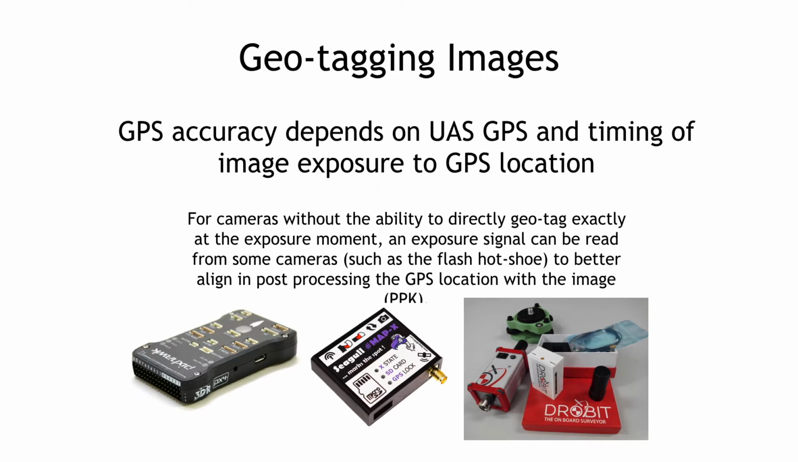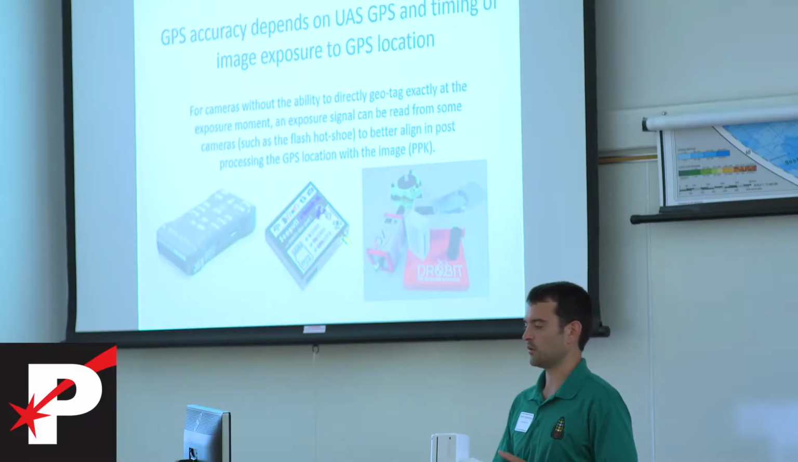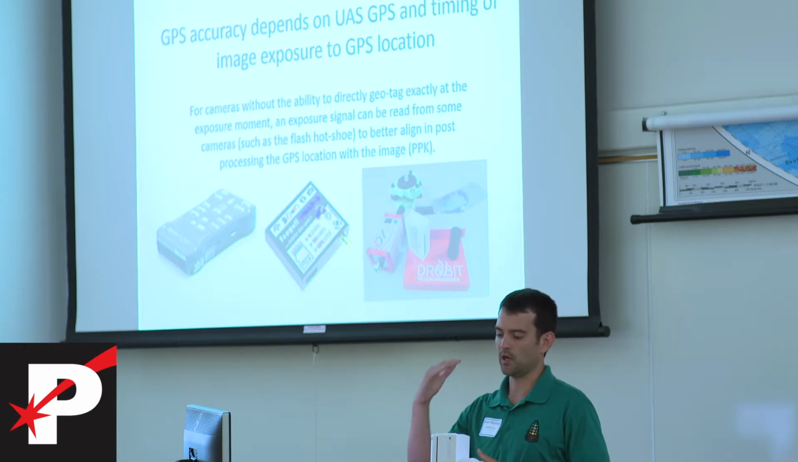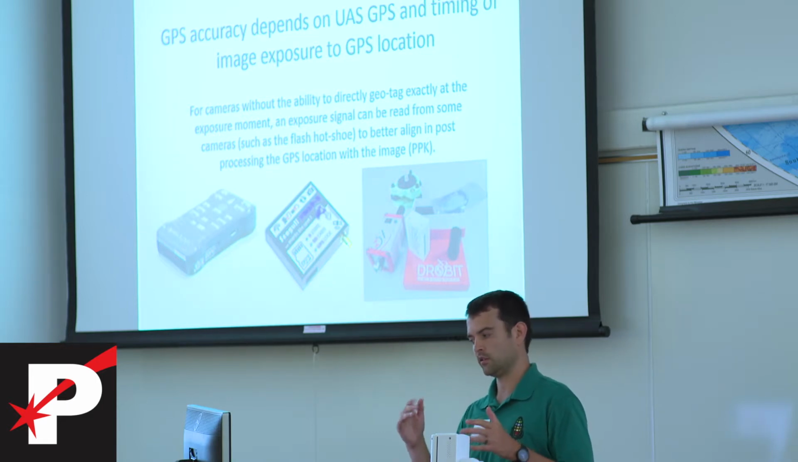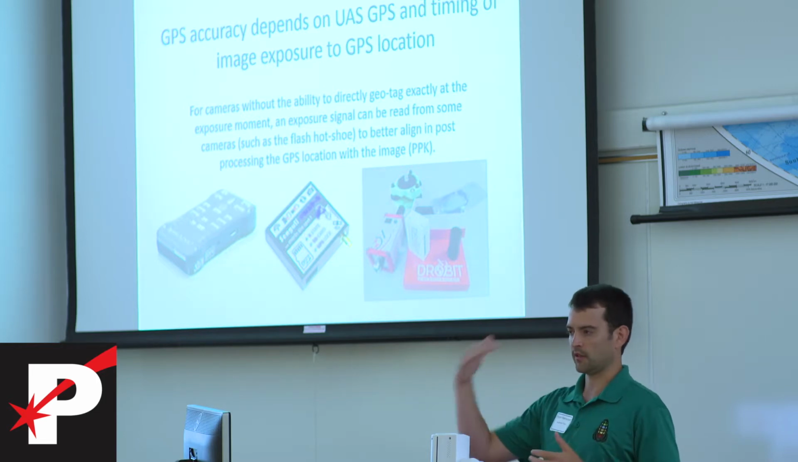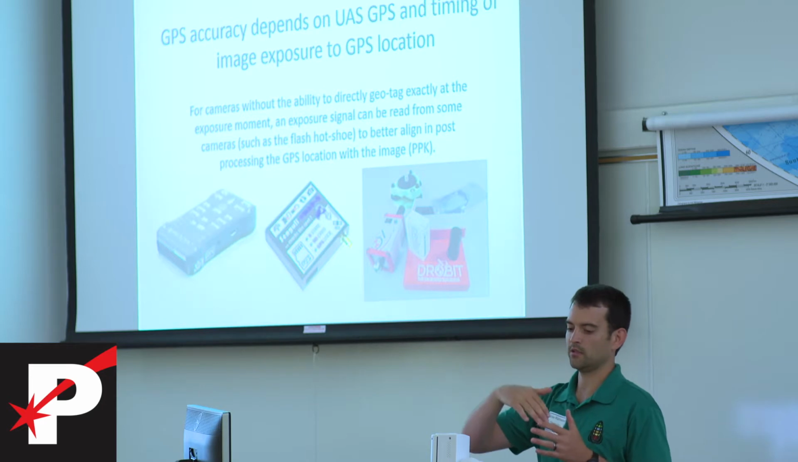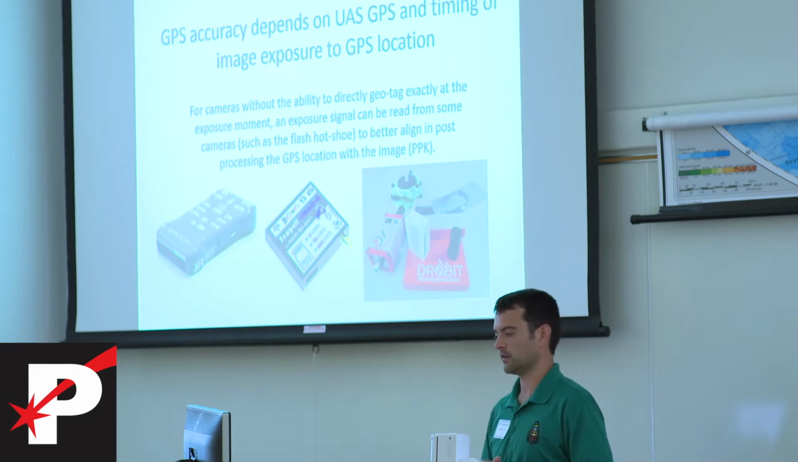Pixhawk has the ability to receive the exposure signal from a camera system if it supports it, and that exposure signal pulse on the PWM pins can be used to know better about when that particular camera fired. They don't really call it PPK, but it's essentially PPK. Basically, they look for that log line in the log track, and then use that to improve and or apply the GPS position to the camera images.